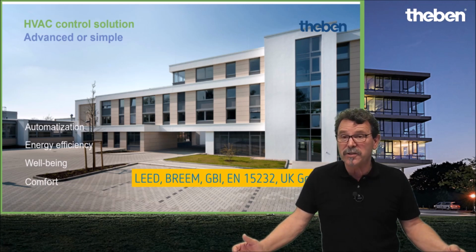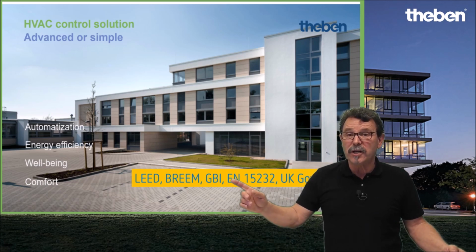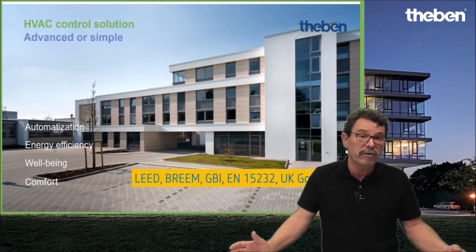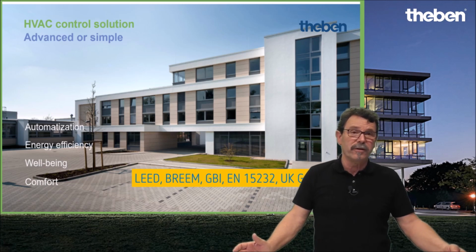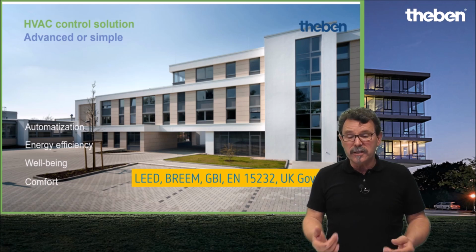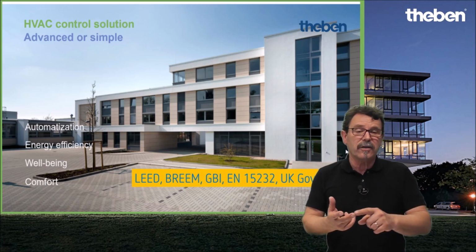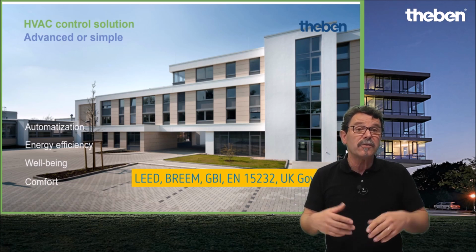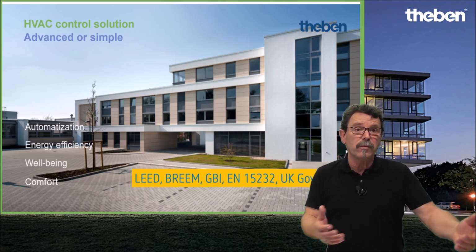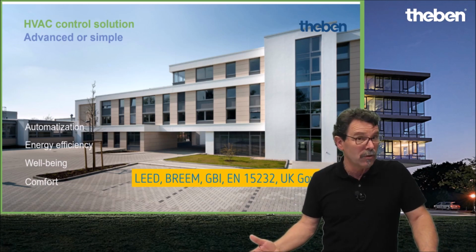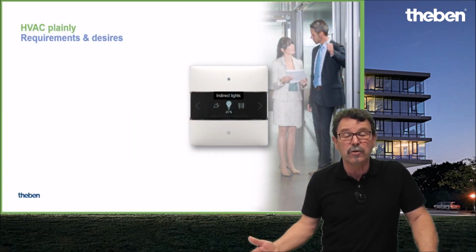It has to be considered as well, these energy labels like we have here: LEED, BREEAM, GBI, Green Building Index, and further ones, which care about the energy efficiency in buildings in regard to light control, air conditioning control, shading control, airing control, and furthermore. And this requires solutions, powerful solutions.